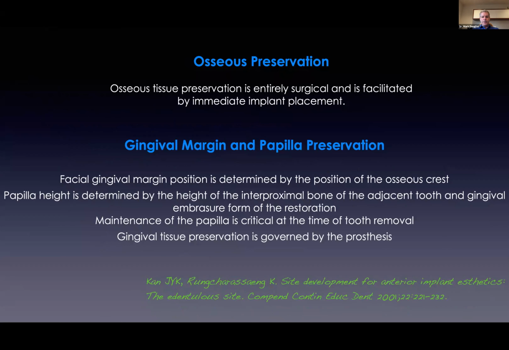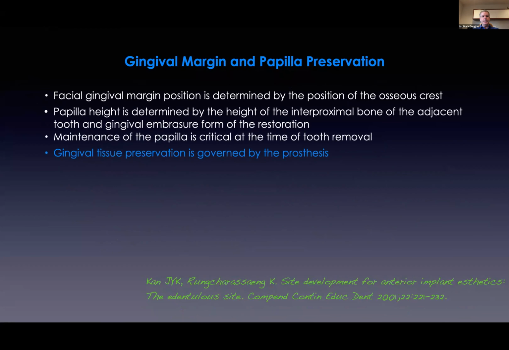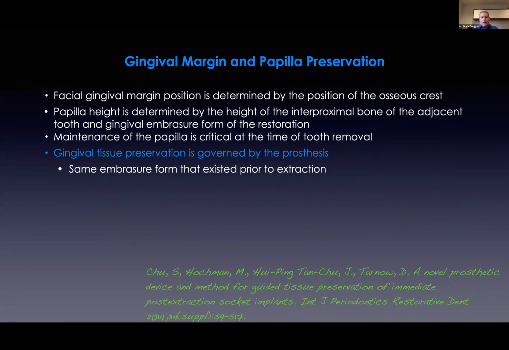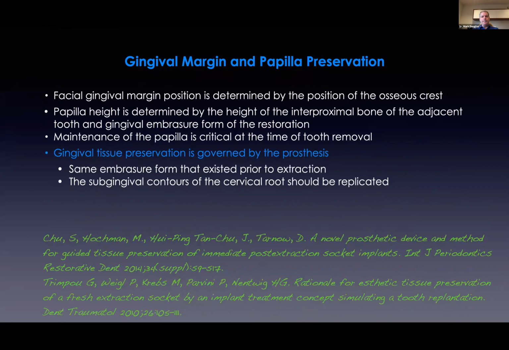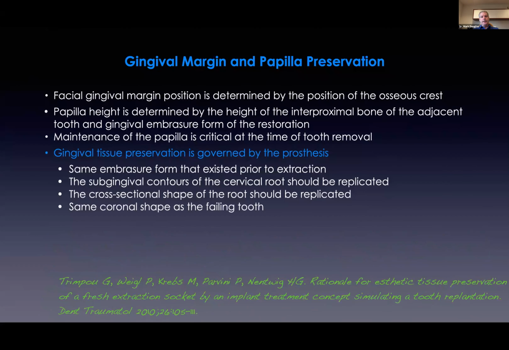As far as the gingival margin and papilla preservation is concerned, gingival tissue preservation is governed by the prosthesis. It should have the same embrasure form that existed prior to extraction. The subgingival contours of the cervical root should also be replicated. The cross-sectional shape of the root should be replicated, and it should have the same coronal shape as the failing tooth.